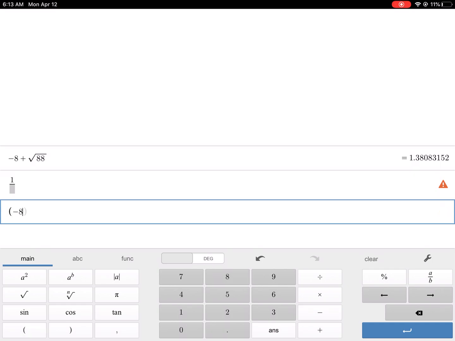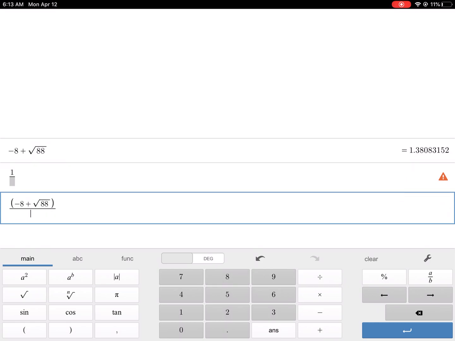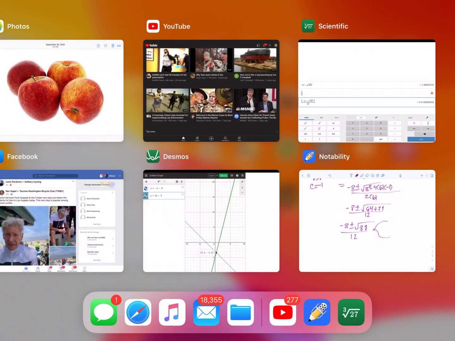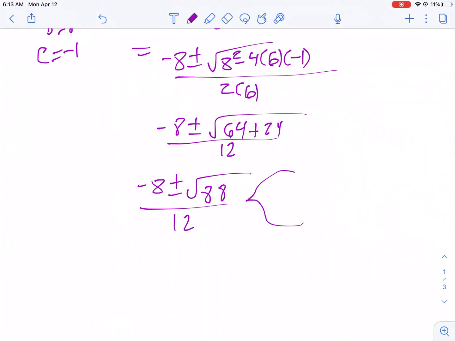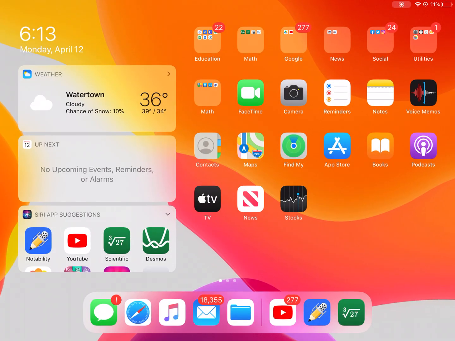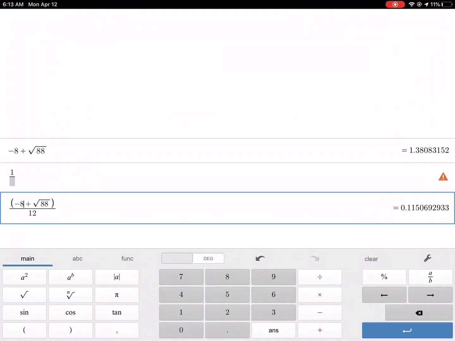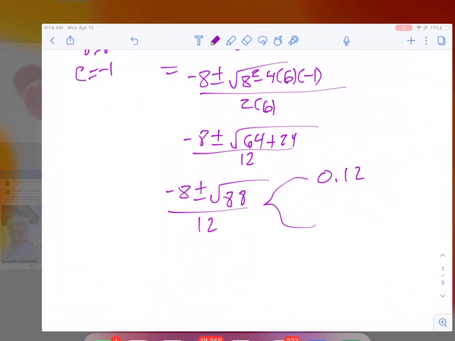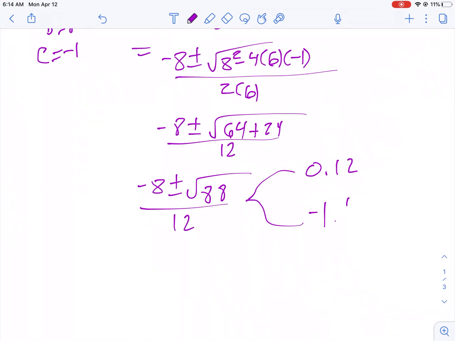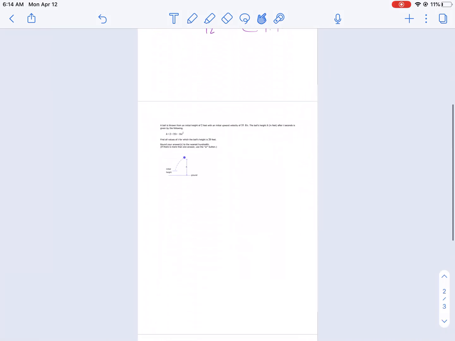So negative 8 plus the square root of 88, and I'll divide that by 12. Put that in parentheses. So you get 0.12. And then I'll do negative 8 minus the square root of 88, and you get negative 1.45. And that's your answer. That's what you had to do in a problem like this, showing your work in an organized fashion.